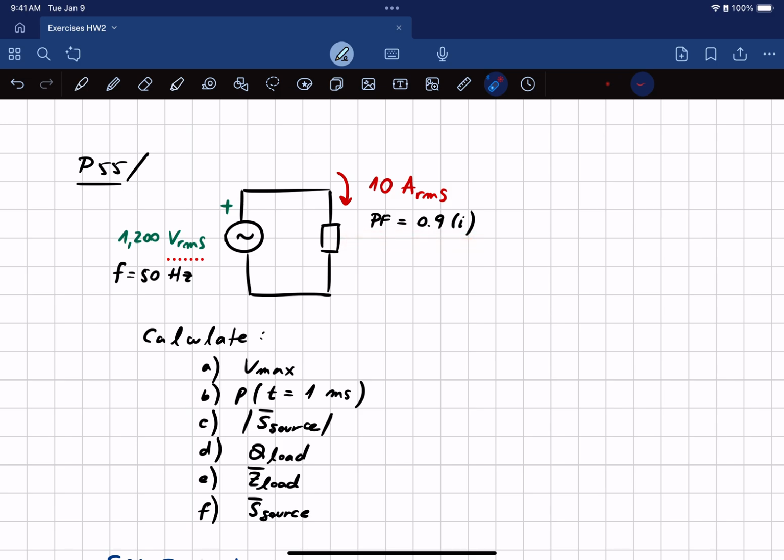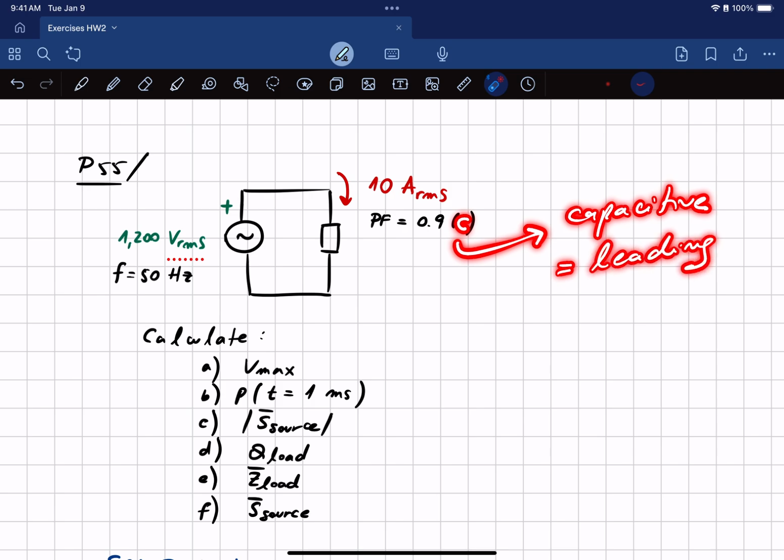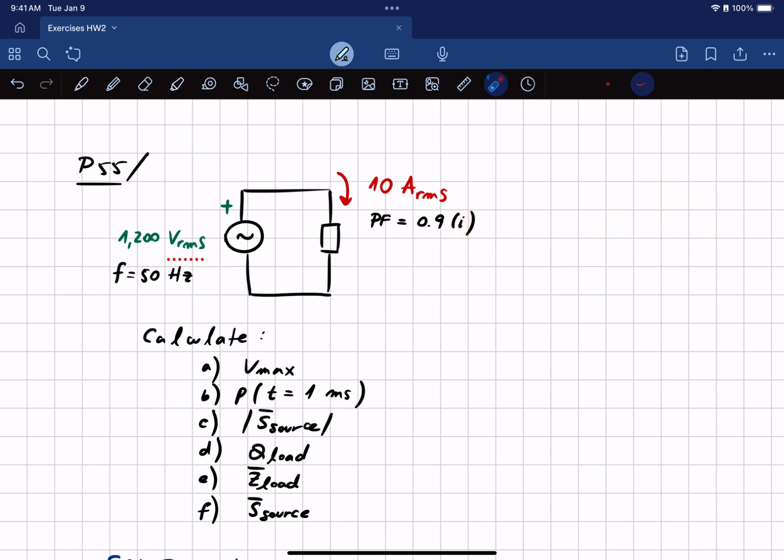lagging, so I wanted to clarify something. When we say inductive, it's actually the same thing as saying lagging. When we say the contrary, capacitive, we refer to leading. So both things are equivalent.